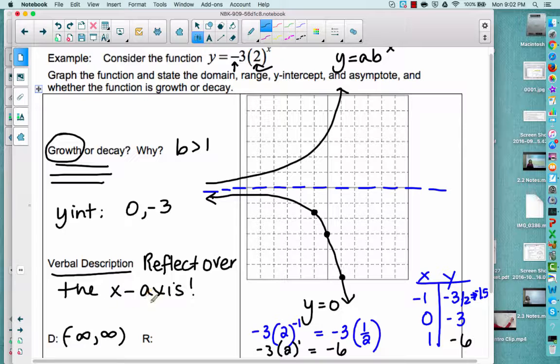All right, so that tells me that my range, my y values to the graph, are going to be y's less than 0. Remember, it's just less than. It doesn't equal because it cannot equal 0 because it can never touch that asymptote.